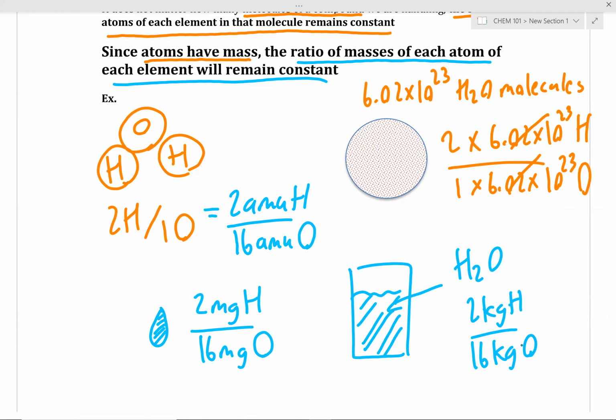Does that make sense? Okay. So it doesn't matter the size of the system you're looking at. If it's the same compound, it'll have the same mass ratio.